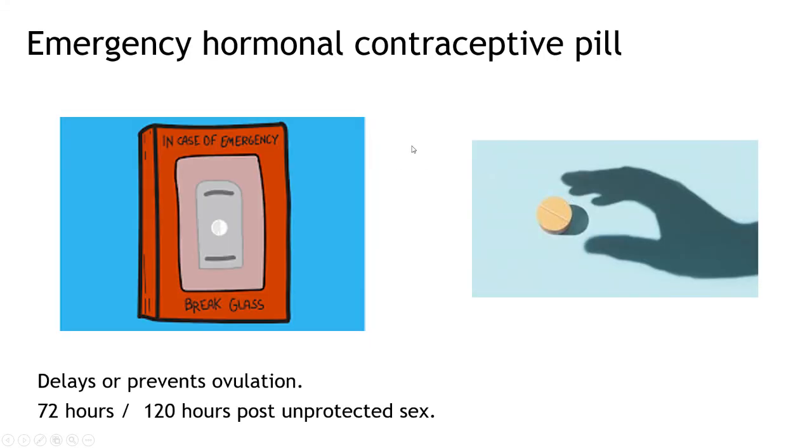The final form of contraception is the emergency hormonal contraceptive pill. This delays or prevents ovulation. It should be taken somewhere between the 72 and 120 hour point after unprotected sex. As it delays ovulation or prevents it, the egg cannot meet a sperm in the oviduct, so fertilization cannot occur. Obviously, if fertilization has already occurred by this point, this method is ineffective.